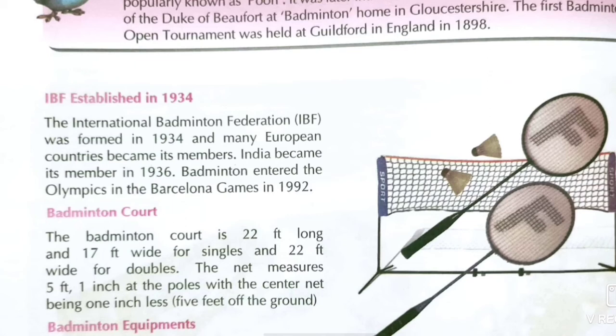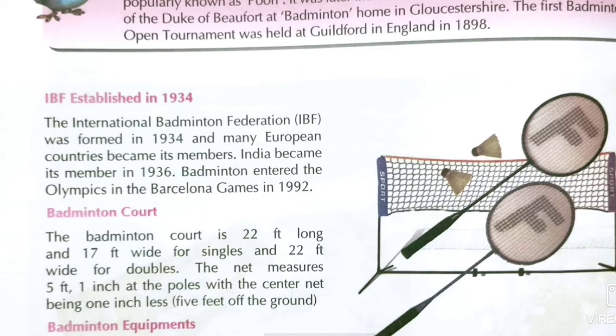Many European countries became its members and participated in this federation. India became its member in 1936, two years after it was established. Badminton entered the Olympics at the Barcelona Games in 1992. Students, remember these years for different Olympics: in which year it was established, and in which year India became its member.